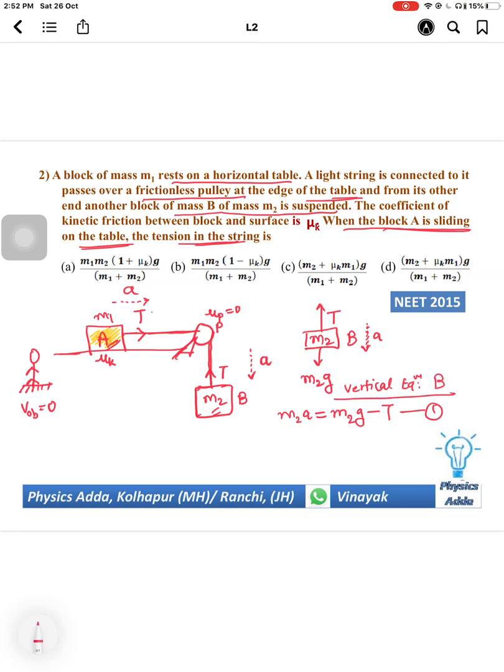Now I need to consider the other case, block A, which is resting on the surface, right? Here I have the pulley like this. So this T will act away from the block and the motion is towards the right. If the observer is standing here and is stationary, then friction will be acting towards the left.